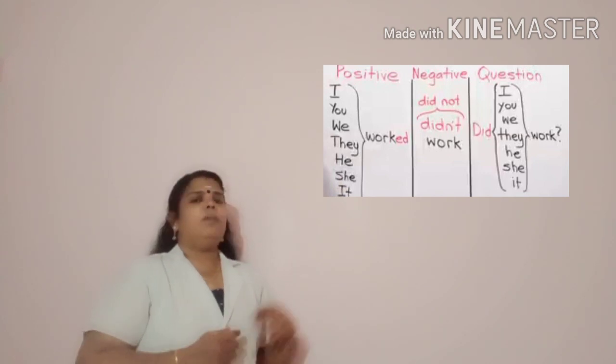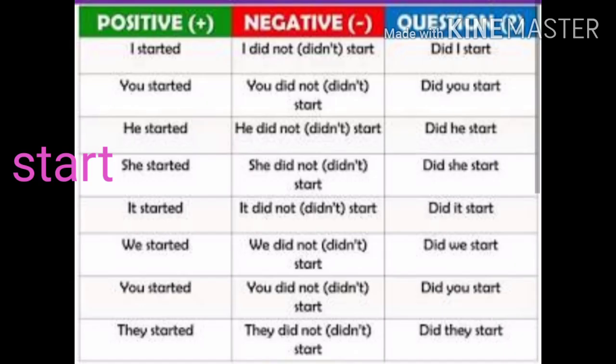I will give you more examples based on this. Here are some examples of positive sentence, negative sentence and question form. Here the base form is start. For the positive sentence, first we want to write the subject. Here the subject is I. And after that, we want to write the V2 form of the verb, that is started. So, the positive form is I started.